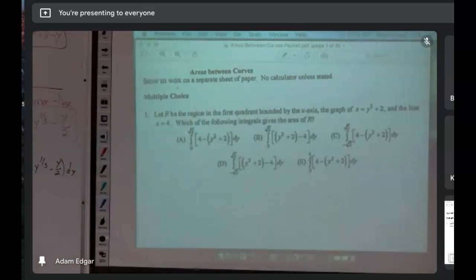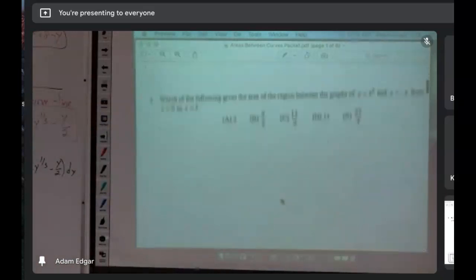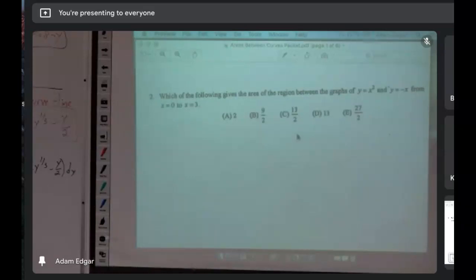Let's do another one. Number 2. So which of these? C. Good for you. So which of those gives the area between x squared and negative x on the interval from 0 to 3? So here you're actually finding out what the area is.